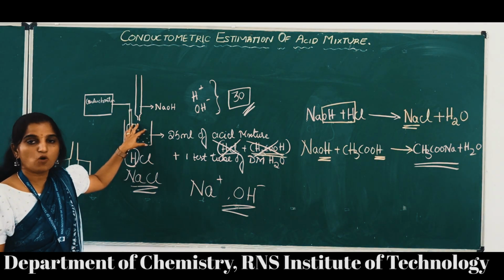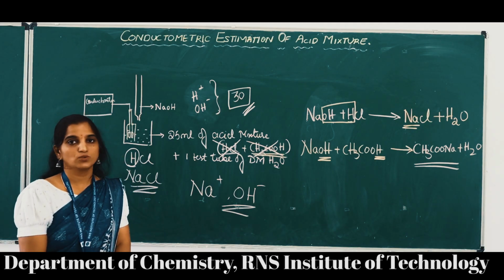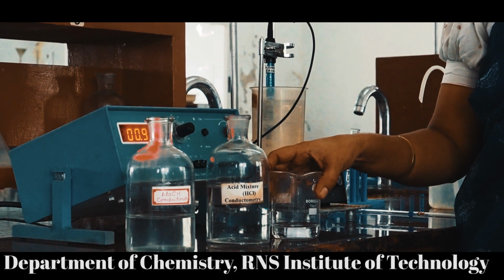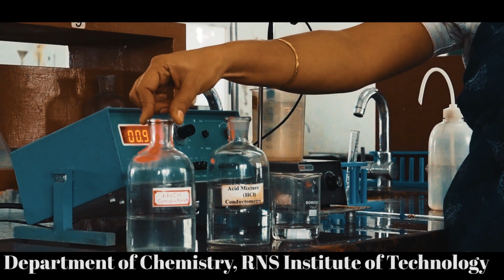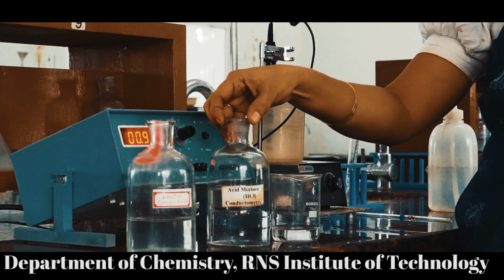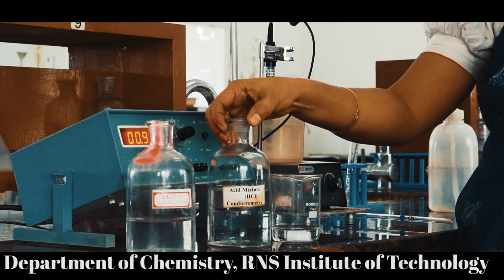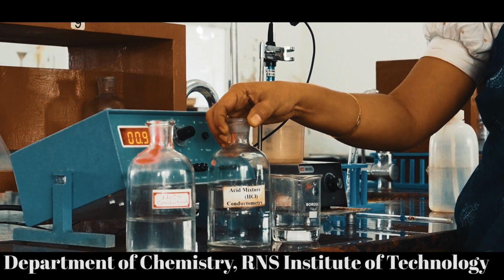Now I will give the demo of how exactly we are going to do the experiment. Then I will be teaching you how to do the calculation as well. The demo of an experiment for the conductometry is as follows. The first step is to fill the burette with the titrant, that is sodium hydroxide for the conductometry. Then in the beaker we should pipette out 25 ml of the acid mixture. As I have already told you, the acid mixture contains both the strong acid, hydrochloric acid, and the weak acid, acetic acid.